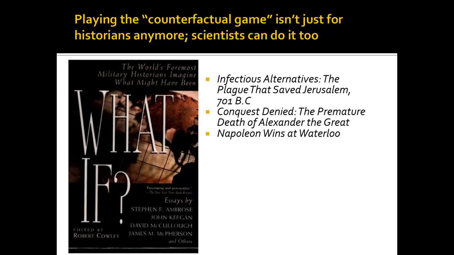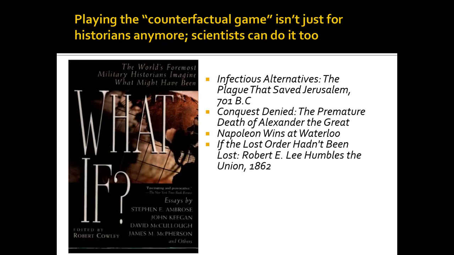What if Napoleon won at Waterloo? Could have happened. Whenever you have a battle, you could have had a brilliant strategy, especially a brilliant strategist like Napoleon. There's this one: if the lost order hadn't been lost, then Robert E. Lee could have humbled the Union in 1862. This argues that the Civil War would have had a different ending. And that obviously has huge repercussions.